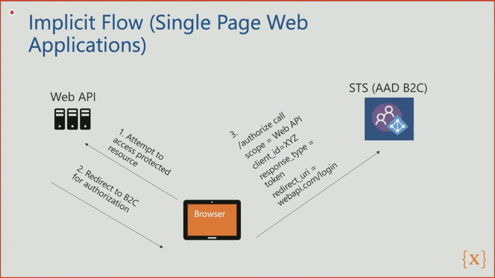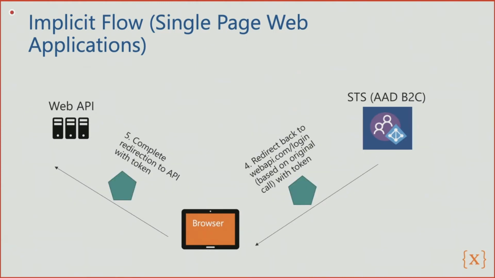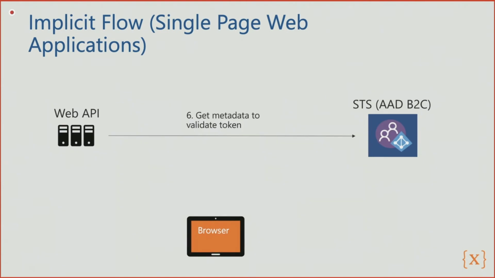Then moving forward, starting on the right with number 4, we redirect back to the web API login with that token. So I've already signed in, and then I'm able to redirect back to the application with my token. So I've signed in through BDC. BDC sent me a token. Now I'm going back to the application with my token. And then the web app is able to verify that token with its metadata.